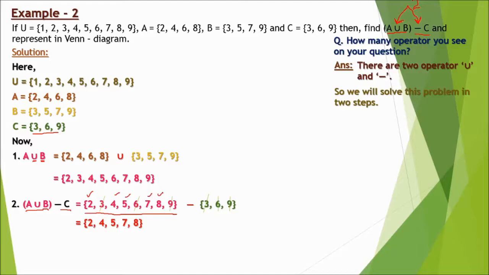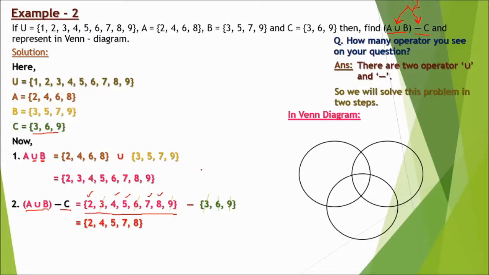Now we have to present this in a Venn diagram. There are 3 sets, so we have to draw 3 overlapping rings. There is a common part between A and B, between B and C, and between C and A also. So we have to draw the figure in this way. This is the exact way to draw it. Now let's name the sets first. This is our set A, this ring is the set A ring.